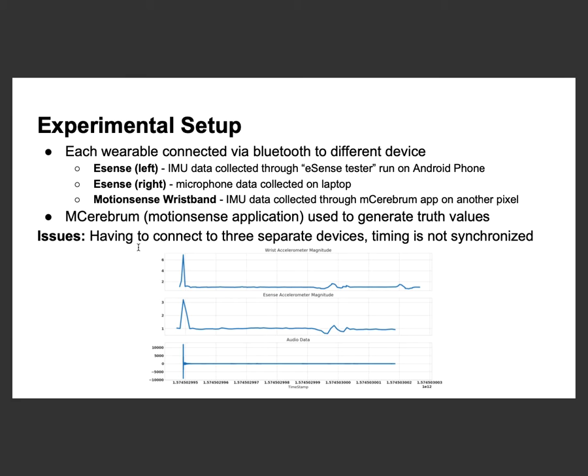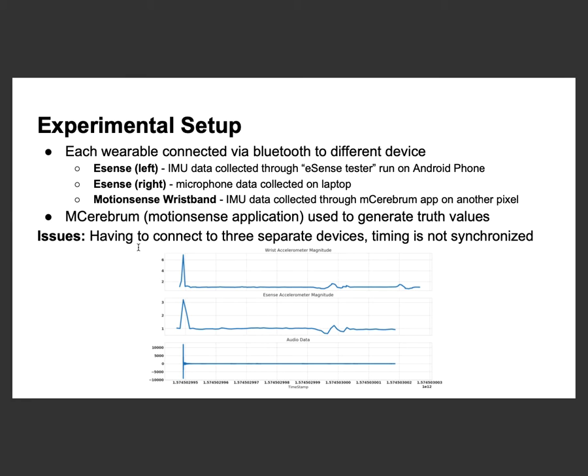To get our truth value, the M-Cerebrum app has an option that lets you say where an activity starts and stops. So we would hit the start button, our subject would take a drink of water, and when he finished, we would click stop. So we know when the different activities started and stopped for training our model.